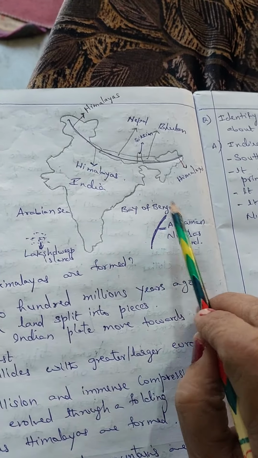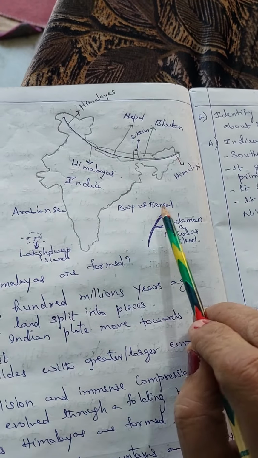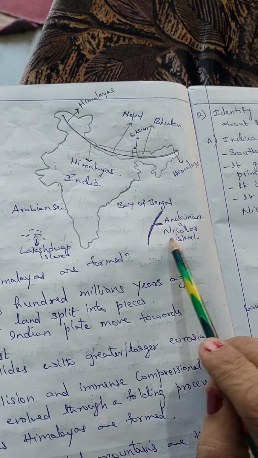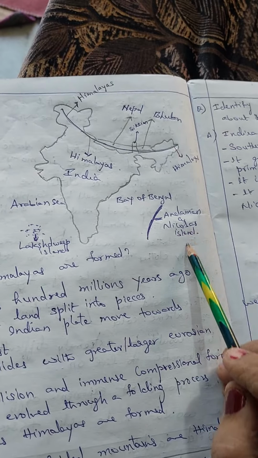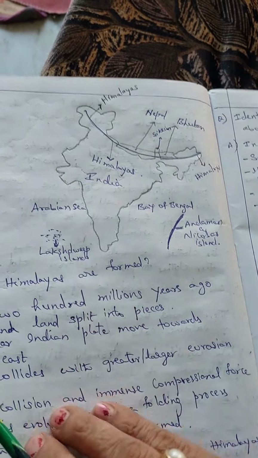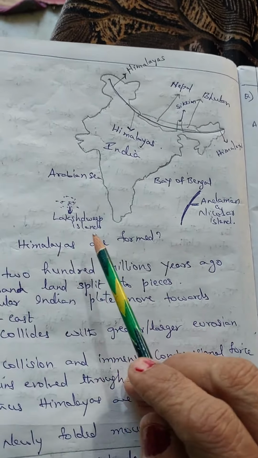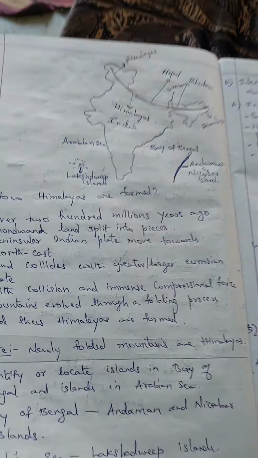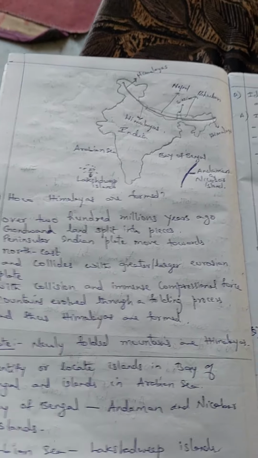Bay of Bengal here. East side of India is Bay of Bengal. In Bay of Bengal, the islands are Andaman and Nicobar Islands. And Arabian Sea, the islands are Lakshadweep Islands, children. This is the one question where you can prepare very well, children.